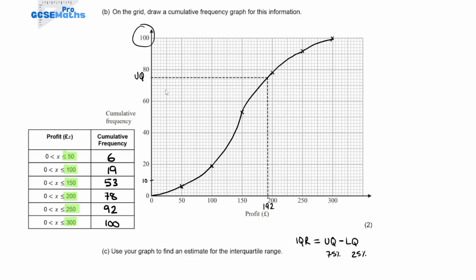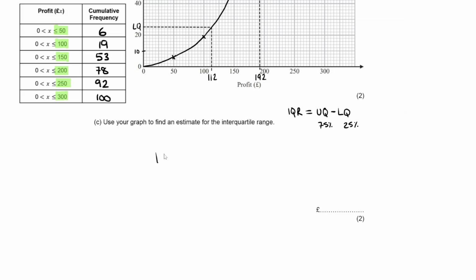And then the lower quartile is then 25% of 100, which is obviously, luckily, quite easy, 25. So halfway here across until you hit your curve and then down. I think that's about 112, 113-ish. So that's what I've got for my upper and lower quartile. Now, obviously, I do need to then subtract them to find the range. 192 minus 112 gives me an interquartile range of 80.